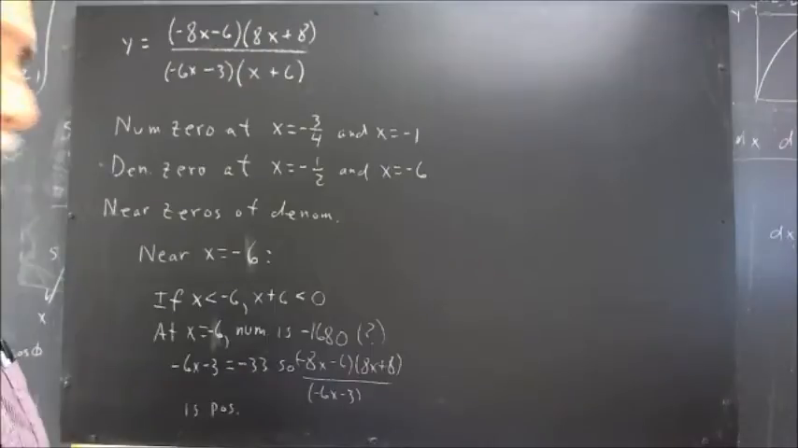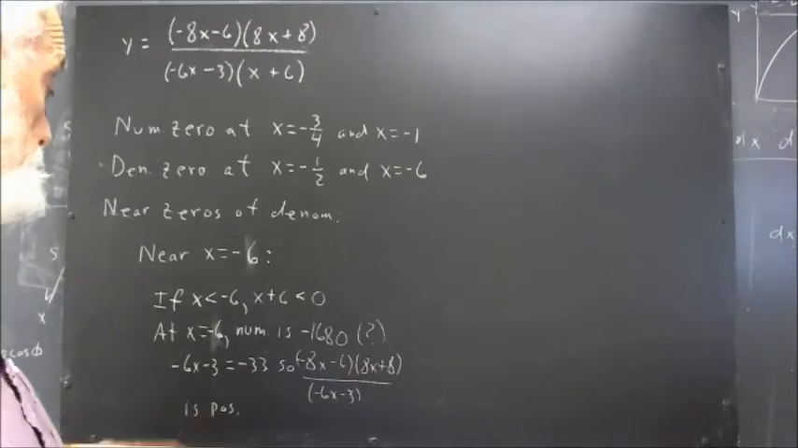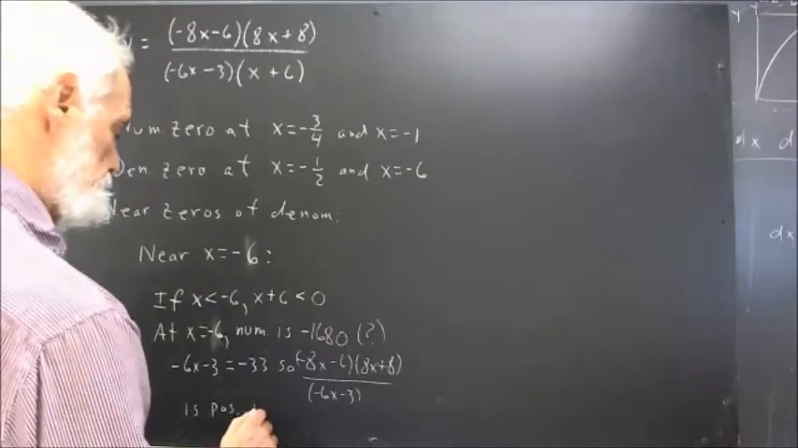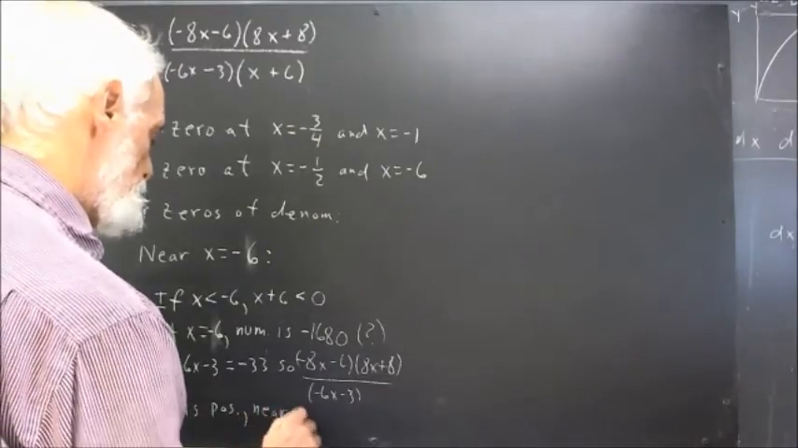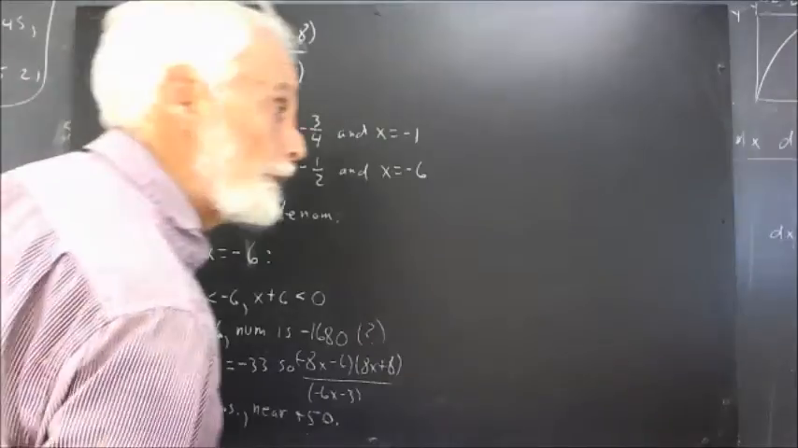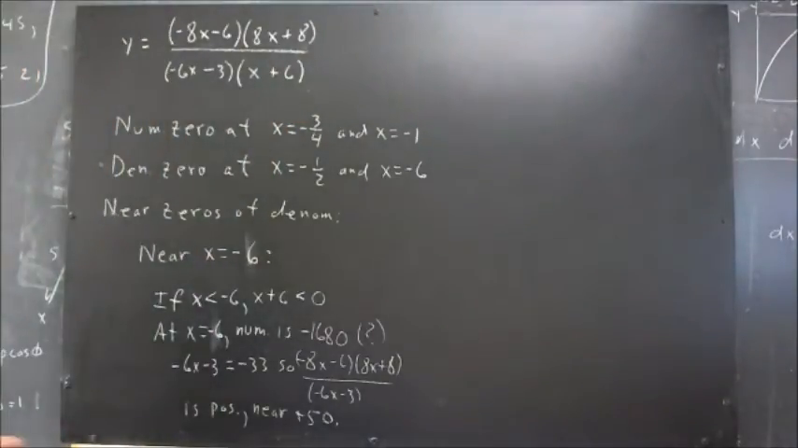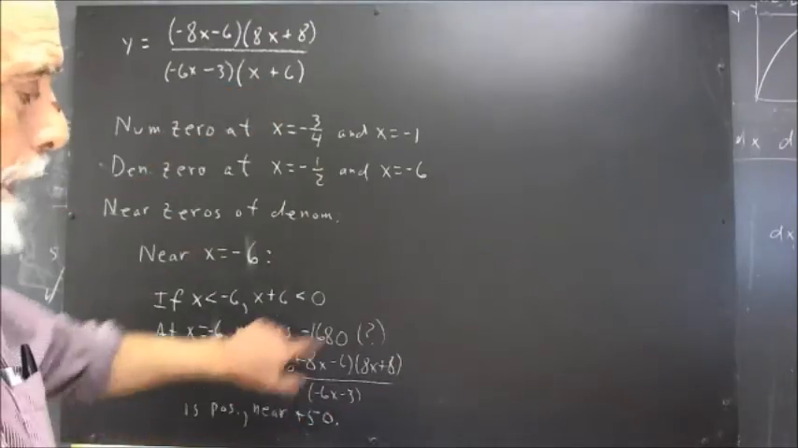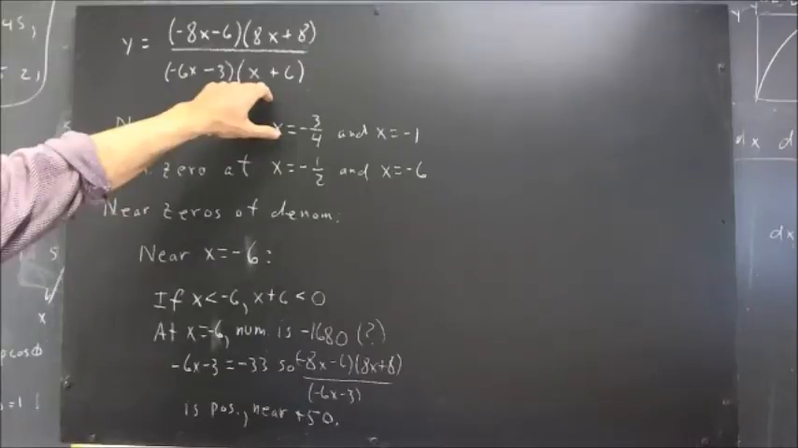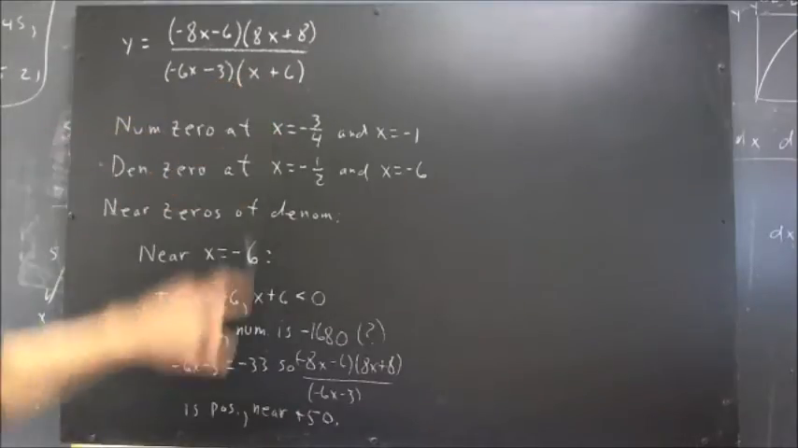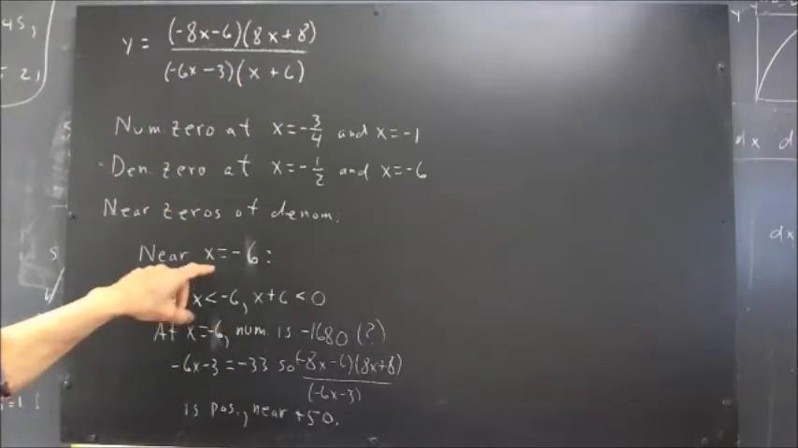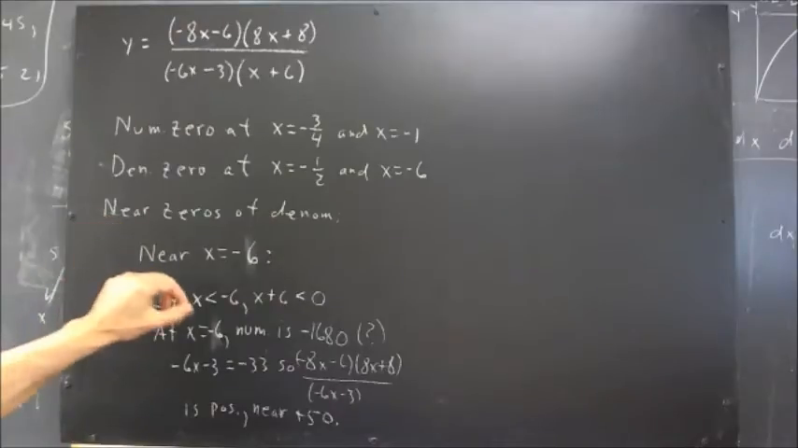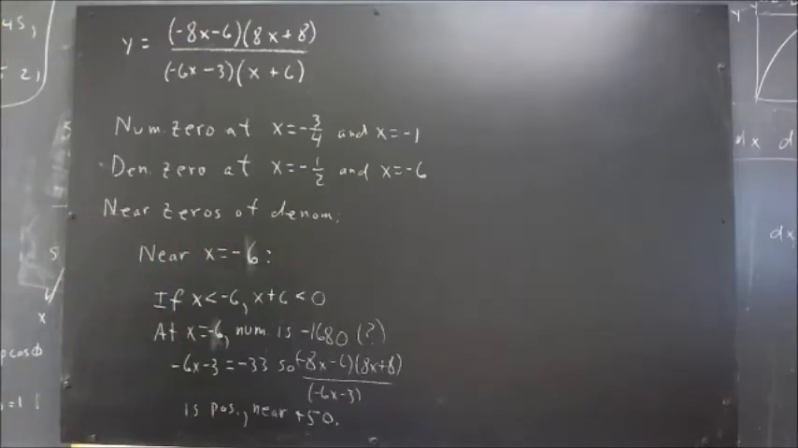33 will go into 1680, close to 50 times. So I'll say that's near plus 50. So what's happening now? If we throw in the x plus 6 in the denominator, we're dividing whatever this gives us by x plus 6, which is a very small negative number near 0.